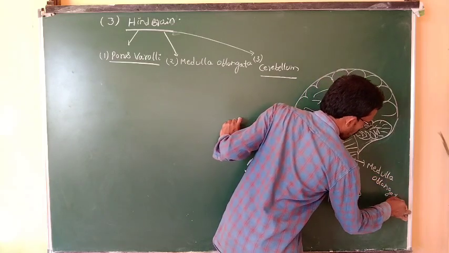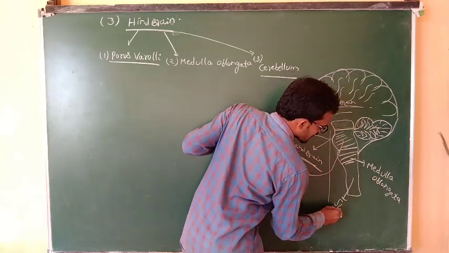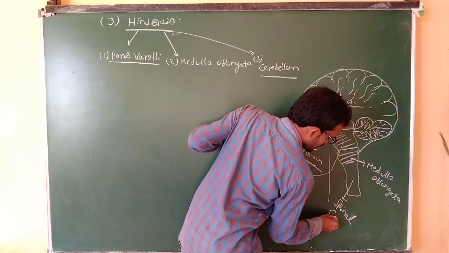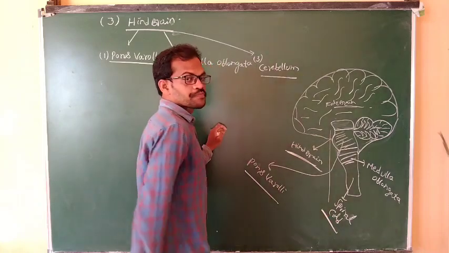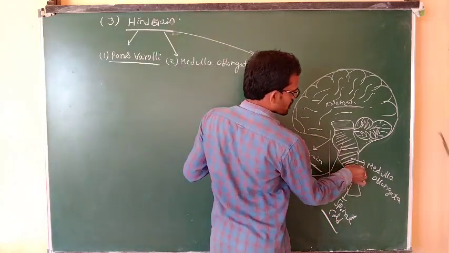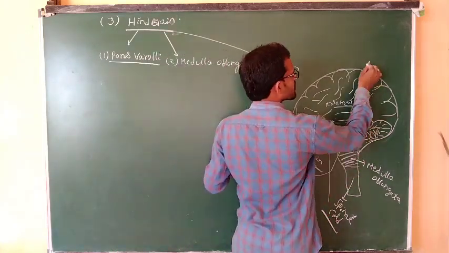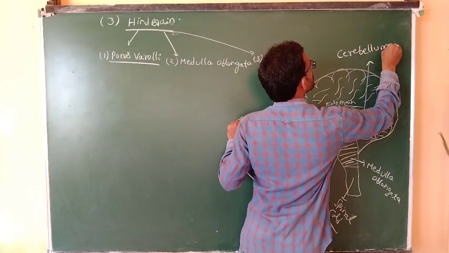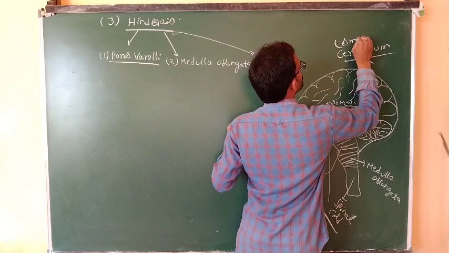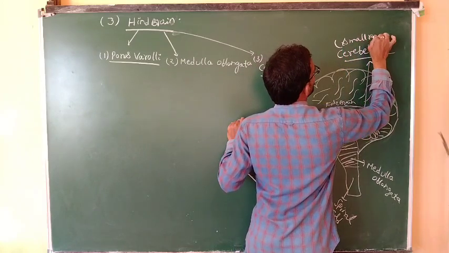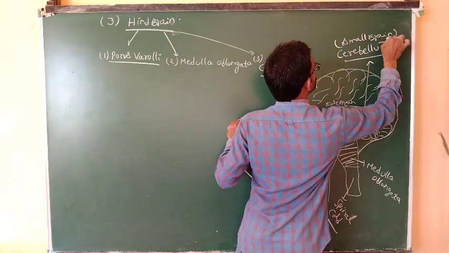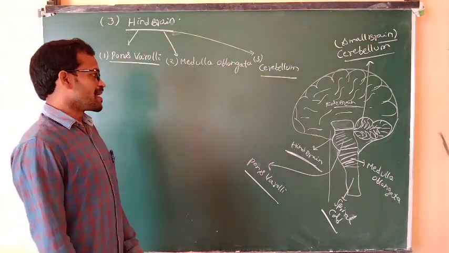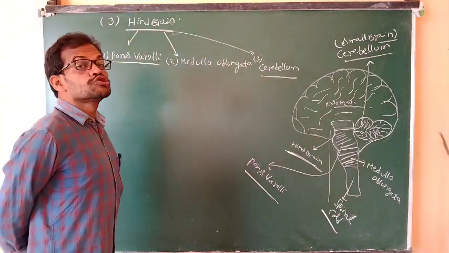Medulla oblongata, after that the spinal cord. This indicates the cerebellum, the smallest brain or small brain.